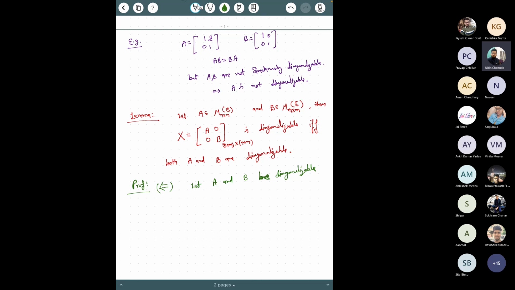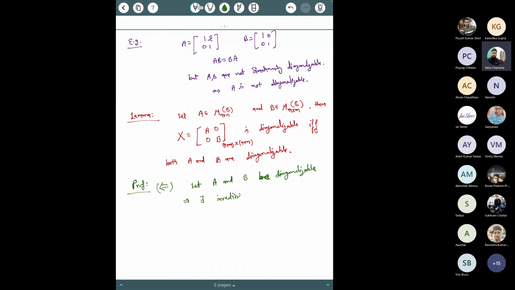So that means we need to find an invertible matrix P of size n plus m cross n plus m such that P inverse XP is diagonal. Now what are we given? We are given that A and B are diagonalizable. If A and B are diagonalizable, then what can we say? Now can you tell me what I should do next? There exists a matrix P and a matrix Q for B.